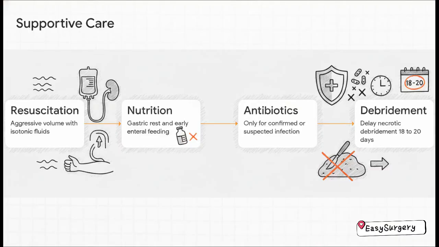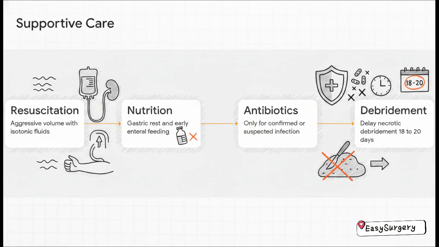Speaking of management, this sequential algorithm is your gold standard. Step 1, aggressive volume resuscitation. You want to target a urine output of more than 0.5 mL per kg per hour. Step 2, gastric rest, but combine that with early enteral nutrition. Definitely prioritize feeding through the gut over parenteral feeding.